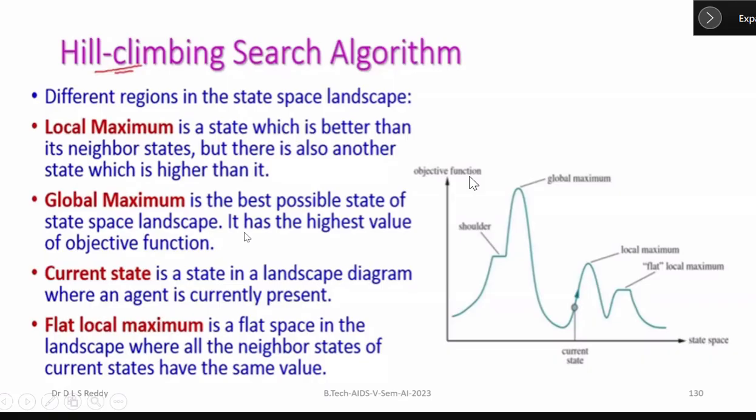Current state means the state in a landscape diagram where an agent is currently present. So where I am present, that is my current state. Flat local maximum is a flat space in the landscape. If you are moving like this, for some distance it is flat, meaning all your neighboring states have the same value. That we call the flat local maximum.